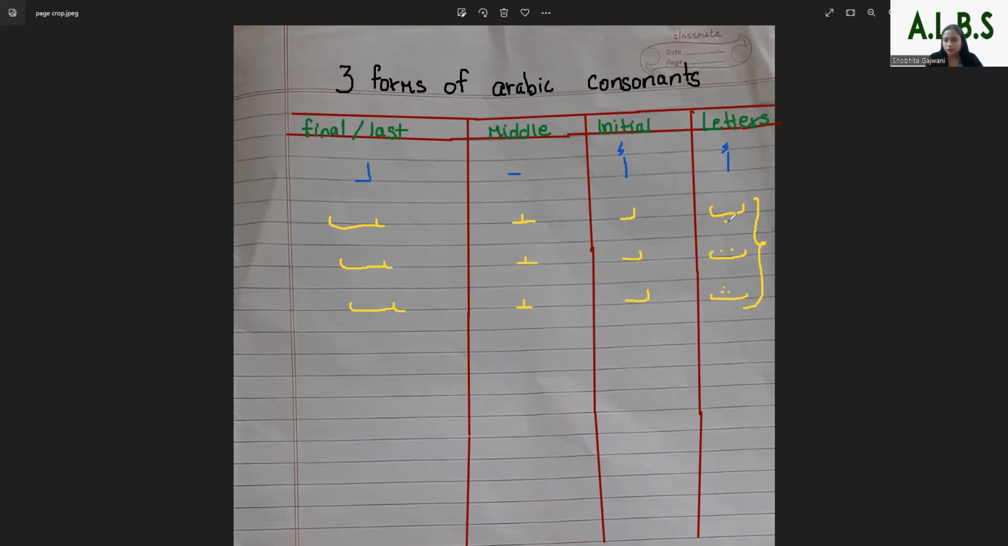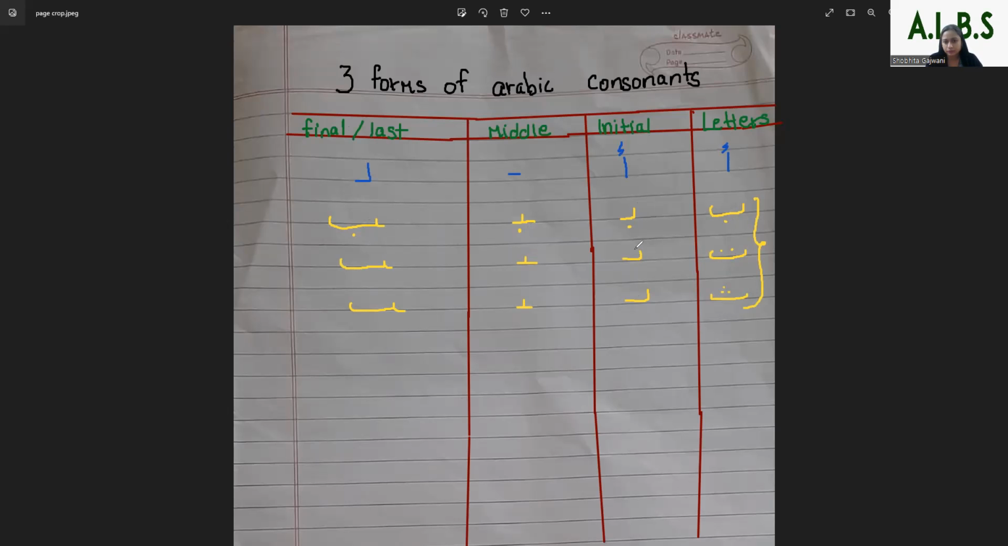In Ba, the dot is placed below the structure. So here I am placing a dot below the structure. In the initial form, it is like this. In the middle, it has tails on either side. And in final, it is the letter itself.